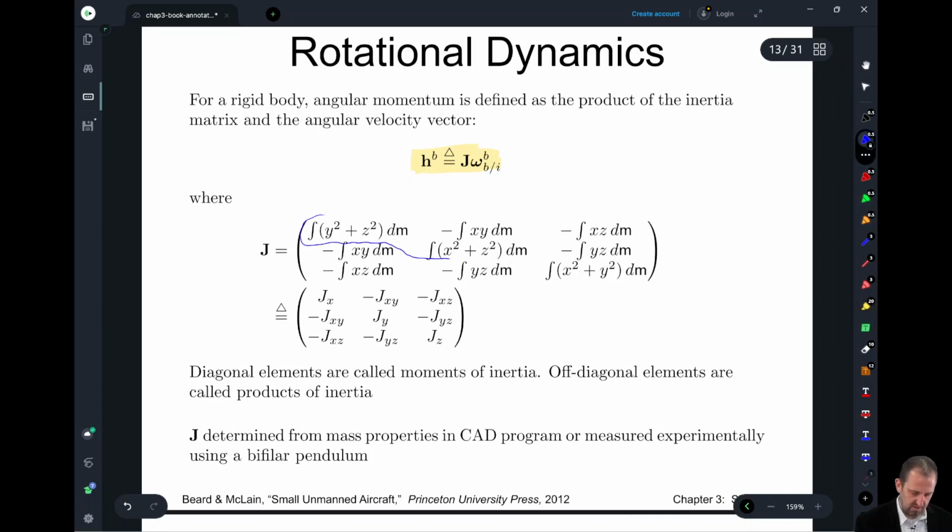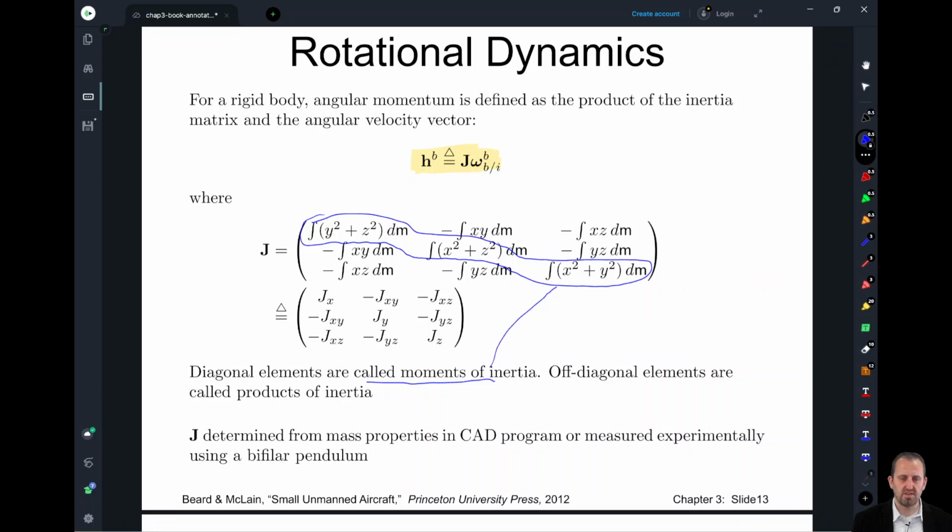If we were to look at these diagonal terms, these are called our moments of inertia. If you hear that term, and the off-diagonal terms are called our products of inertia. In terms of this class, this is about as far as we'll go in terms of defining J. We'll do one more simplification. But our J is usually determined by a CAD program, once we've modeled the vehicle and the densities of the materials and things like that.